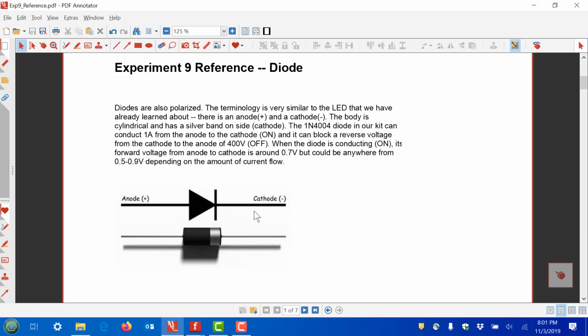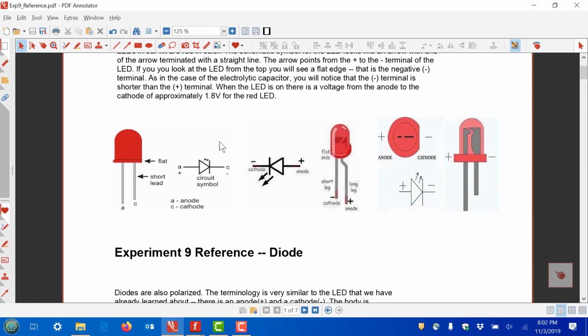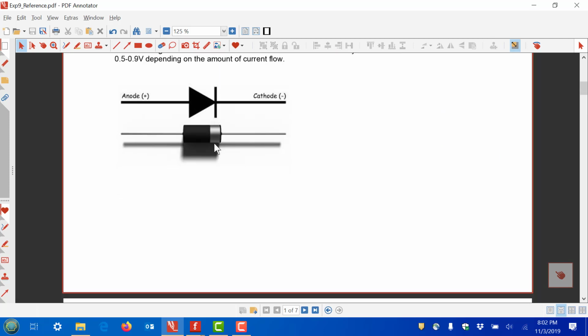So when the diode conducts and you put your red or plus multimeter probe on the anode and the black or minus probe on the cathode, you should see about 0.7 volts. But that could vary from 0.5 to 0.9 depending on how much current you're passing through. So on average, we take about 0.7 when we're doing calculations by hand. Anyway, this is the diode. You have one in your kit, and you have several LEDs in your kit. We'll just be using one of those.